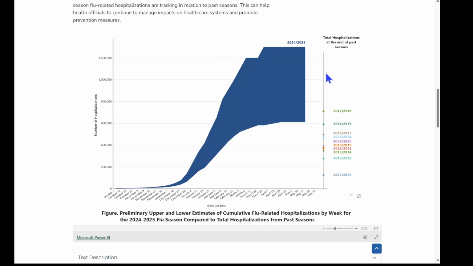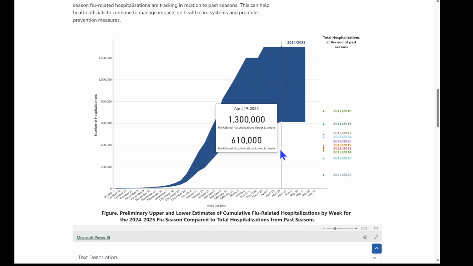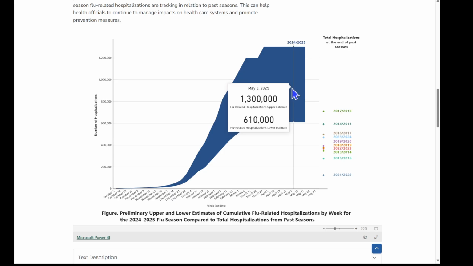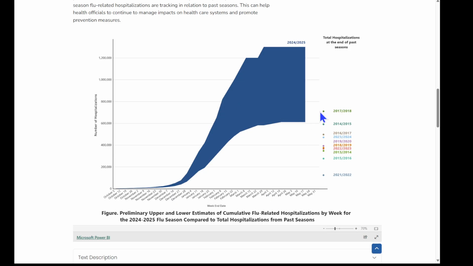So most likely, when the CDC does their full review of the severity of the season at the end of this year, around November, this number will probably be somewhere around 1 million hospitalizations, which, based on previous seasons, is higher than pretty much almost anything we've had, including recent seasons like 2023-2024, which was around 500,000 hospitalizations for the entire flu season. And then 2022-2023 was a bit below that at 366,000.